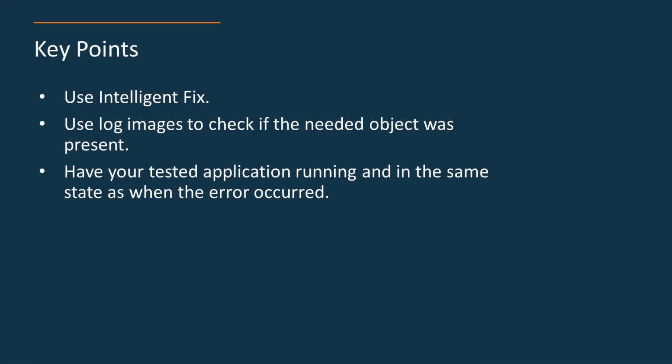Before we finish, we would like to highlight the major key points of fixing the object does not exist error. Use Intelligent Fix whenever it's possible. Examine images posted to the test log during the run to learn your application's state when the error occurred, and check if the needed object was present in the application. When troubleshooting the error, have your tested application running in the same state as when the error occurred.